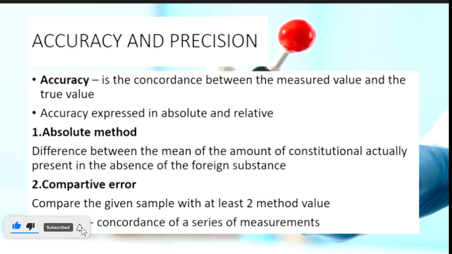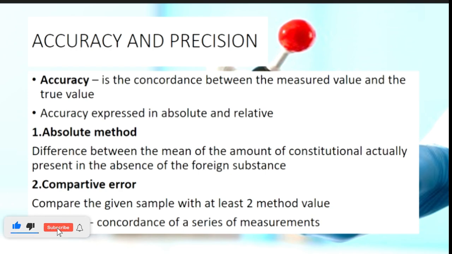So this accuracy is based on two things, that is absolute error and relative error, which we have learned in the introduction of the error. So error may be expressed as absolute or relative error, right? Absolute error is equal to absolute value minus true value. The same way, relative error is equal to absolute value minus true value divided by true value, right? So this is what the accuracy error is.